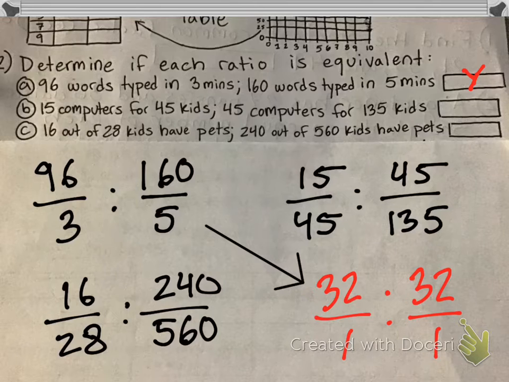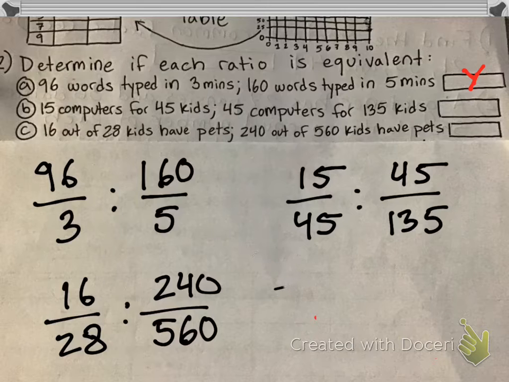Now let's look at the second one. Now, once again, we could divide by whatever we want. In this case, it's easier to just keep the bottoms at 45. So, how do we get 135 to equal 45? Who can tell me? Lucy? Divided by 3. So we get 45 here, we get 45 here.